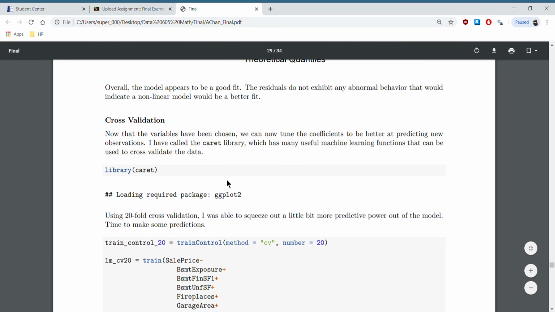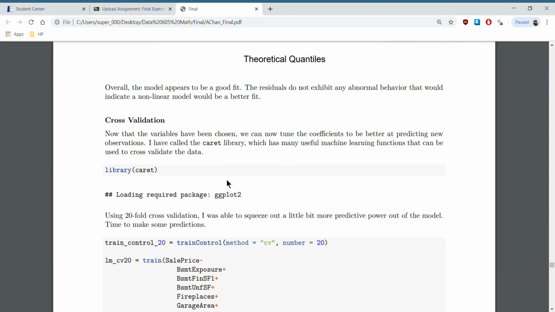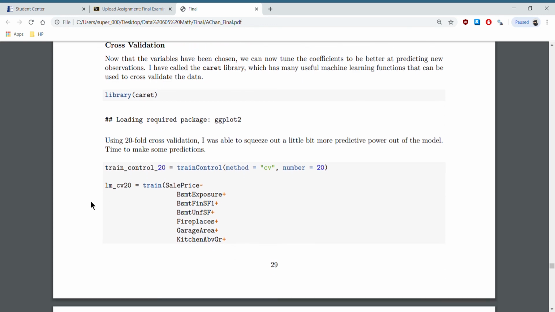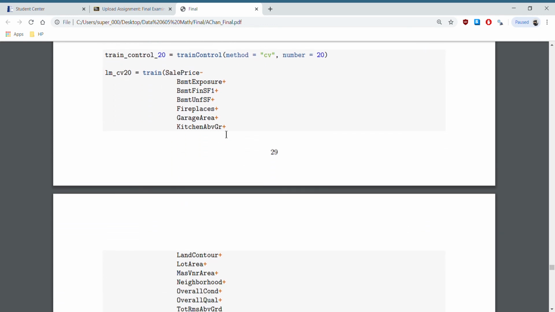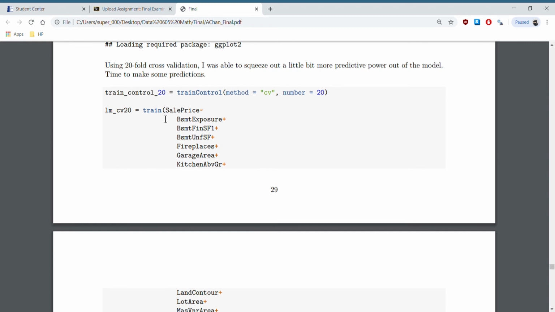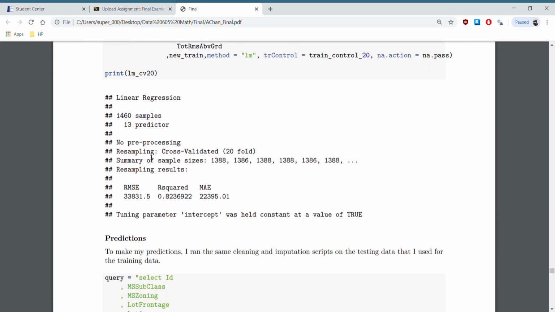After I fit that, I wanted to squeeze a little more predictive power out of my model, so I ran it through some cross-validation. I used this Caret library, which contains a lot of useful machine learning functions, and ran a 20-fold cross-validation with the model. I trained it across 20 folds, and it came out with a new model, which has a slightly higher R-squared and slightly lower error values, so it's tuned a little better.